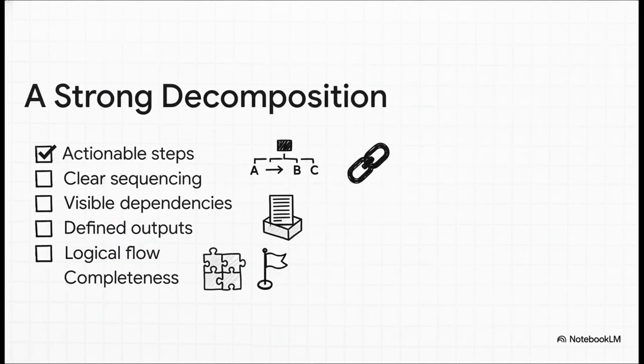A really solid plan has 6 key qualities. Are the steps actually things you can do? Is the sequencing, the order of things, totally clear? Can you see the dependencies? Does every step have a clear output, like a finished document or a decision? Does the whole thing flow logically? And finally, is it complete? Is anything major missing? If you can check off all those boxes, you're in fantastic shape.